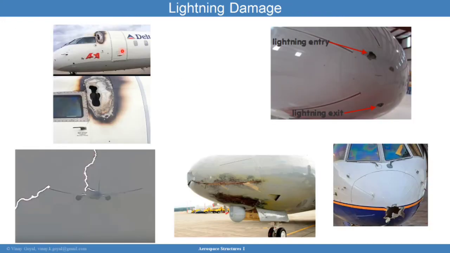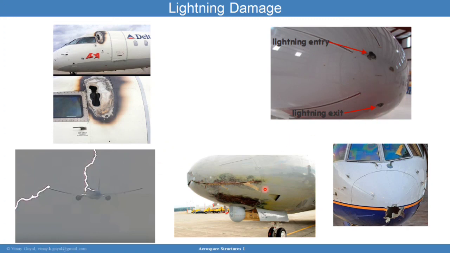Here, lightning damage events are quite visual. They're not always visual. We do have a lot of incidents when it comes to lightning damage every year, not causing a crash necessarily, but causing quite a bit of damage that causes repairs and, in some cases, even having to retire the aircraft due to the amount of damage. Here you see the entry point of the lightning, and here you see the exit point of the lightning.